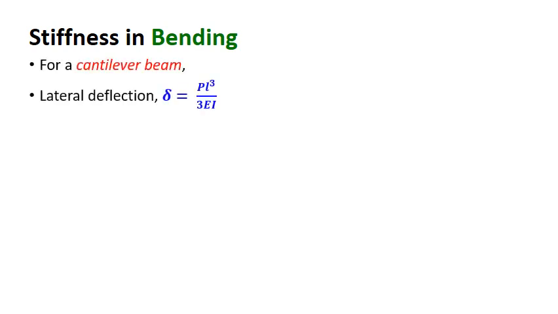Stiffness in bending. Unlike in axial loading and torsional loading, where the stiffness equation was fixed, in bending the expression for stiffness changes depending on the end conditions and the type of loading to which the beam is subjected. Because we had learned from the chapter of deflection of beams that we had a table of deflection equations, right? For the case of cantilever beam, the lateral deflection is PL cube by 3EI, where E is Young's modulus and I is the moment of inertia. So recast this as P by delta, you will get the stiffness 3EI by L cube.